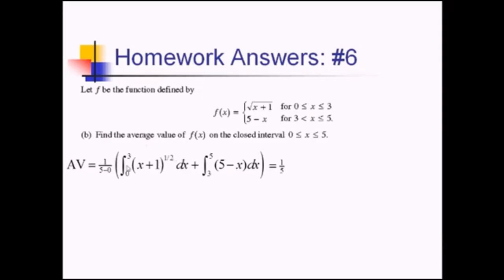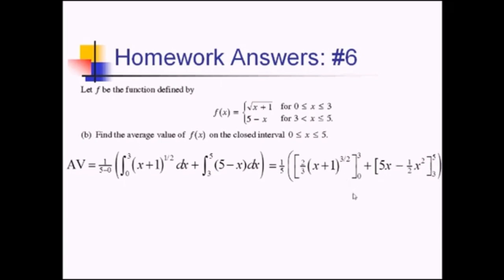So this is going to be 2/3 times x plus 1 to the 3/2, and that's going to be from 0 to 3 that we're evaluating that one. This next one, going from left to right, we've got 5x minus 1/2 x squared, going from 3 to 5 on that one.